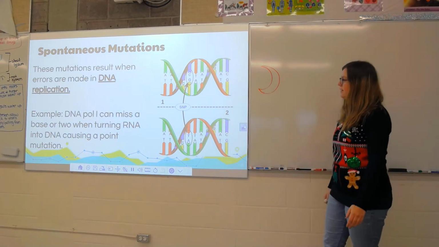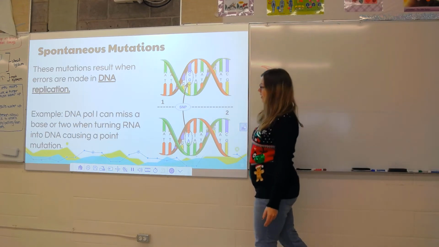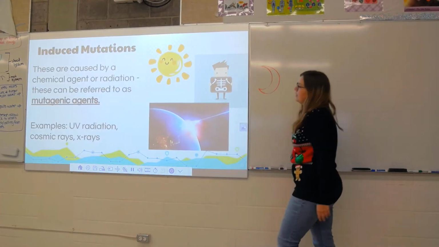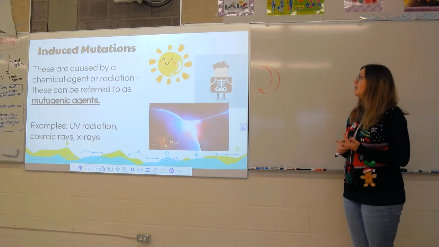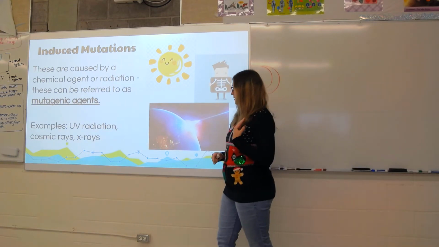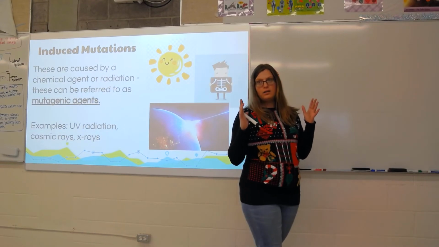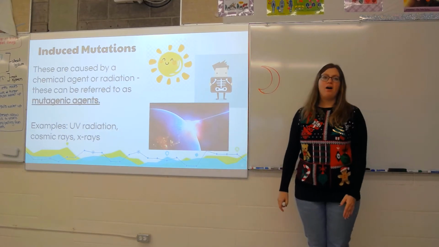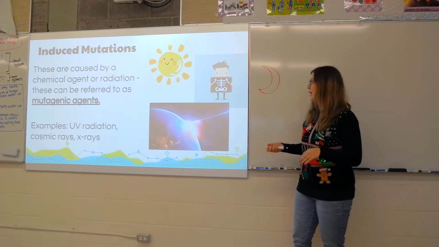Okay, so spontaneous again happens because DNA replication just doesn't do its job properly sometimes. Our enzymes aren't perfect, things can happen. Induced mutations again, because of mutagenic agents like UV radiation, chemical exposure, X-ray radiation, cosmic rays, any of those wavelengths on the electromagnetic radiation spectrum that are above or below our visible light spectrum can have impacts on our DNA.